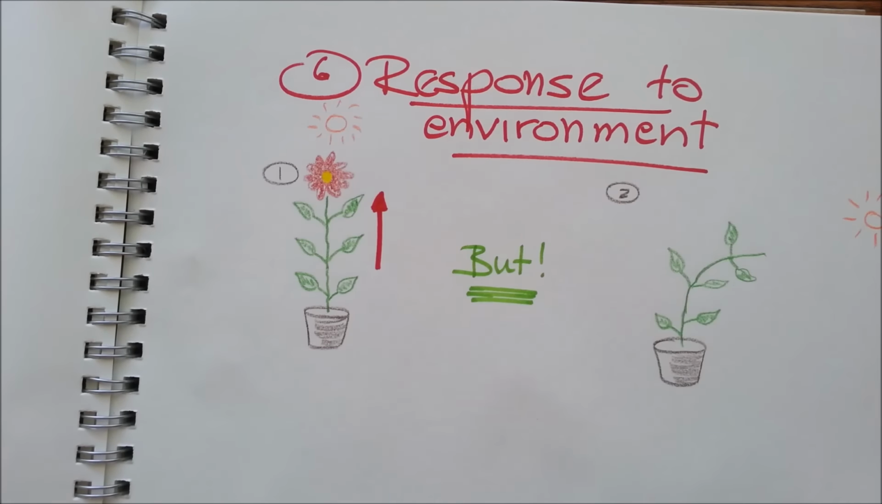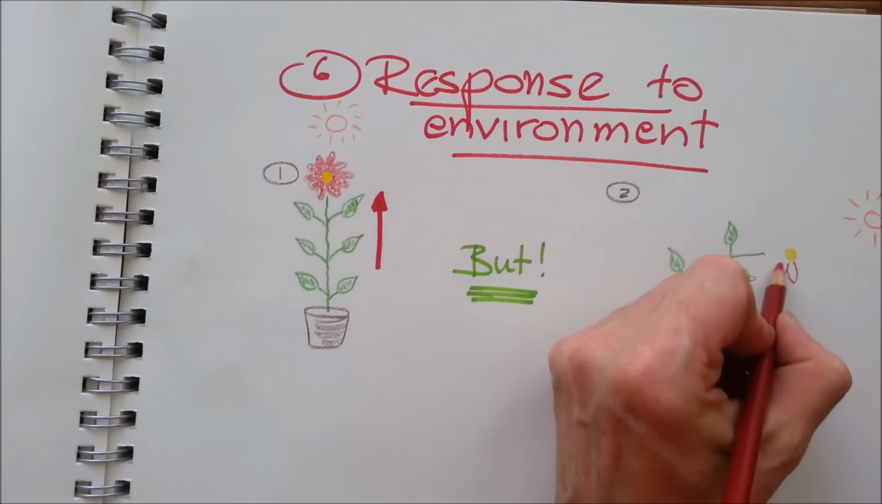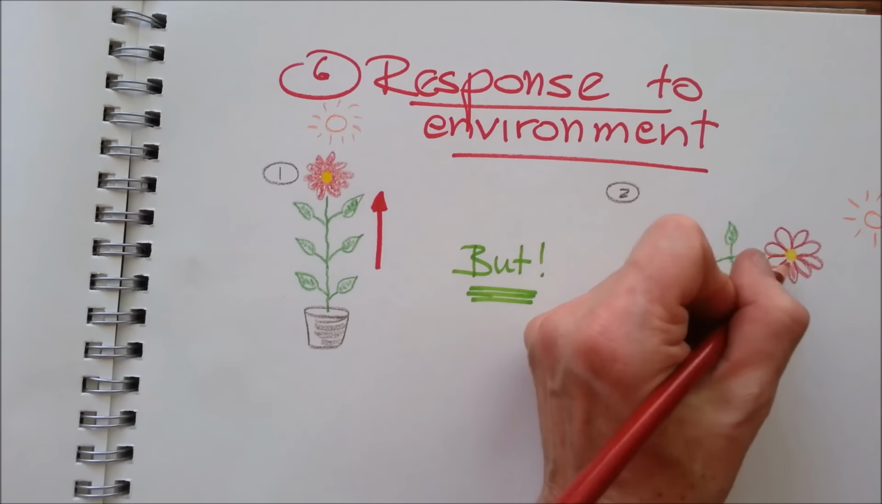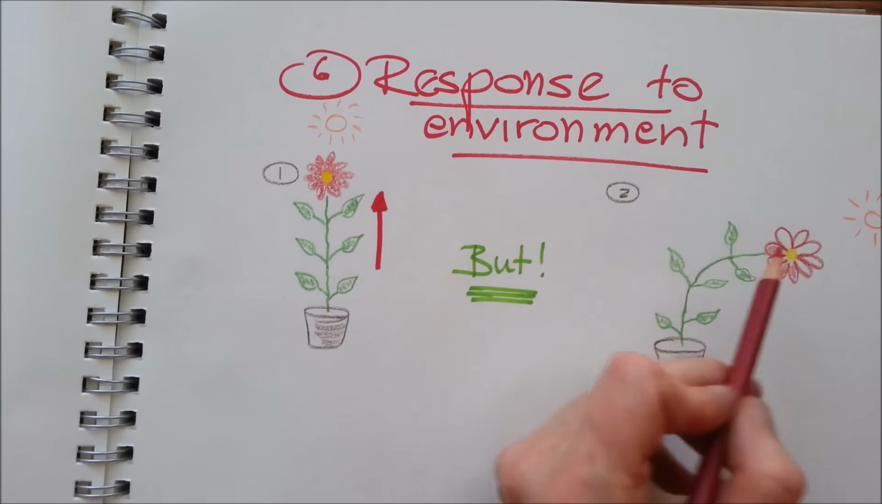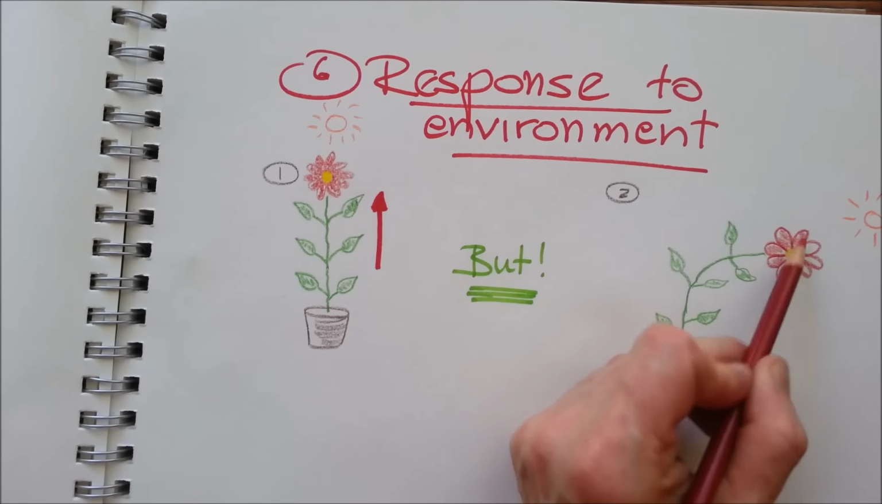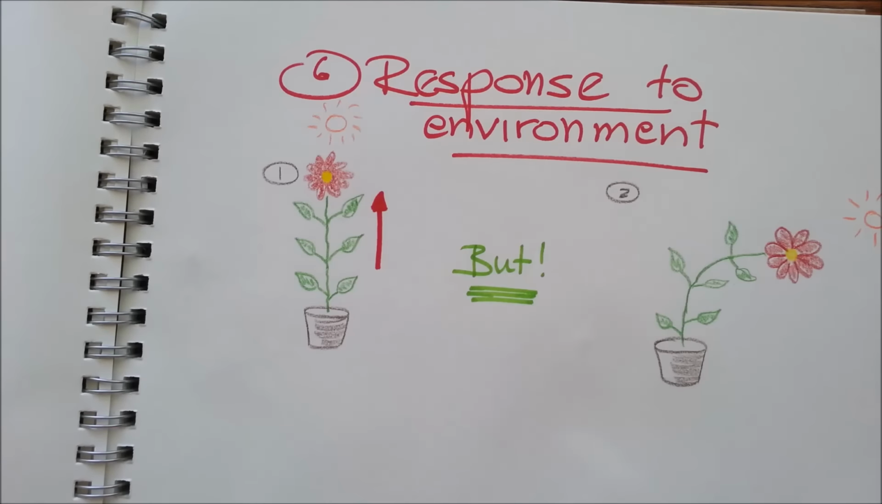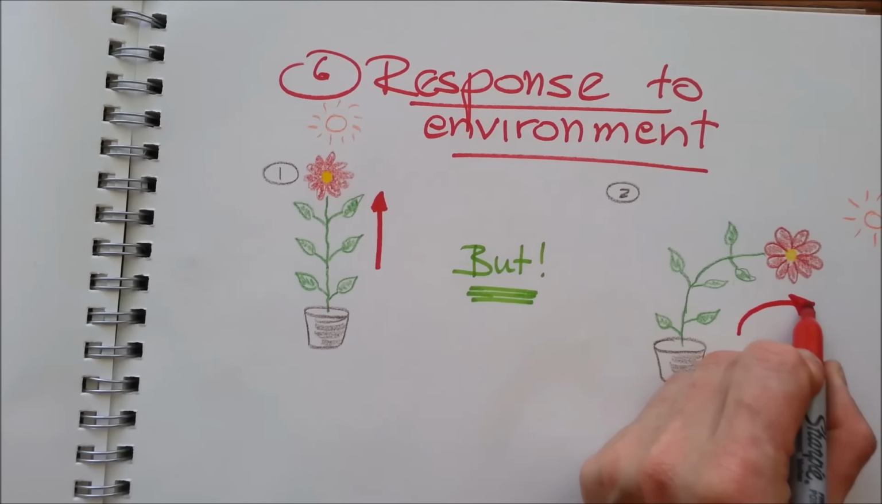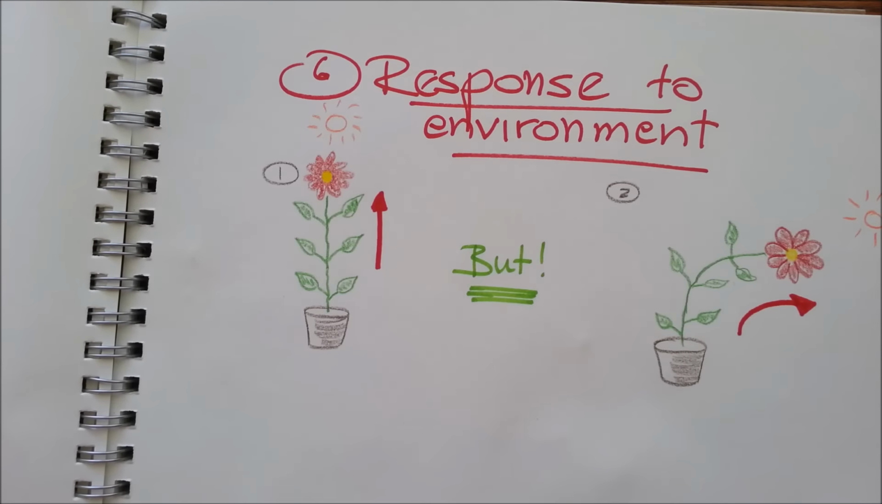This is a response to the environment where the plant is located. The flower grows towards the light. It's, again, phototropism, because it goes towards the light, but it's not going to shoot up, it will shoot sideways.